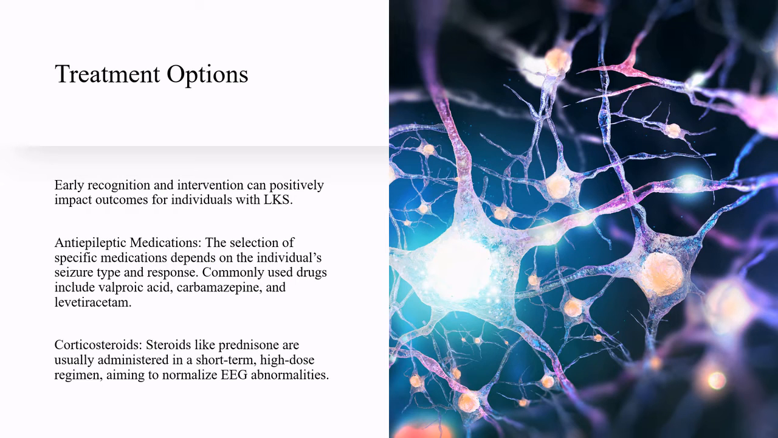Anti-epileptic medications. The selection of specific medications depends on the individual's seizure type and response. Commonly used drugs include valproic acid, carbamazepine, and levetiracetam. Corticosteroids, steroids like prednisone, are usually administered in a short-term, high-dose regimen aiming to normalize EEG abnormalities.